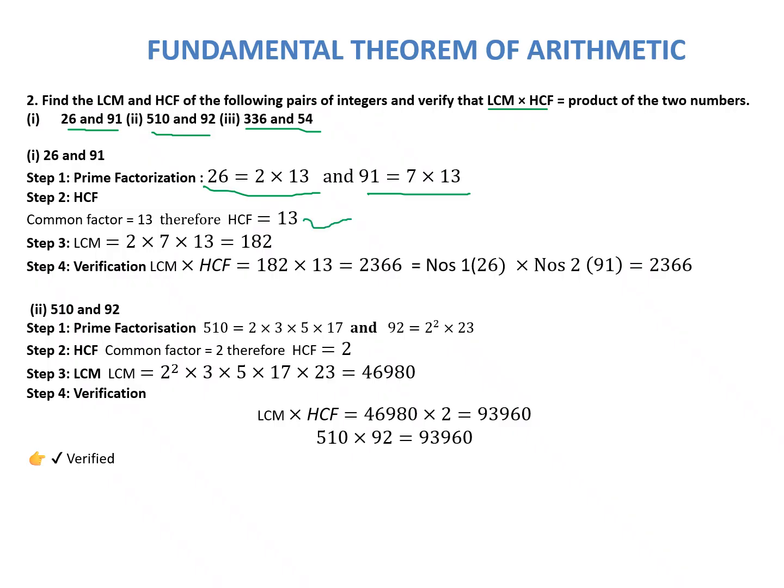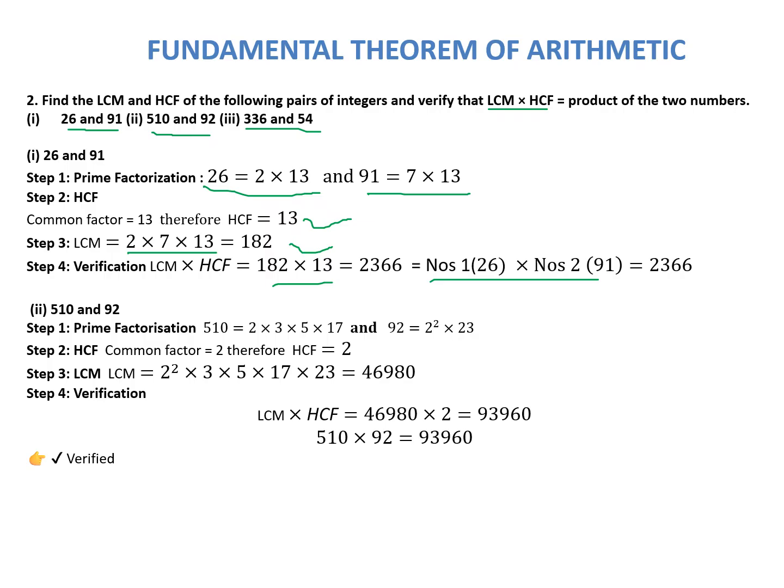When we look at the LCM, we have to look at the prime factor with the highest power. So 13 multiplied by 7 multiplied by 2. This is the LCM. We have 182 as the LCM, and as a verification we'll multiply the LCM with the HCF and verify whether this is equal to the product of the two numbers, and if the answer is yes, then our solution has been verified. Then we have another set of numbers, 510 and 92.